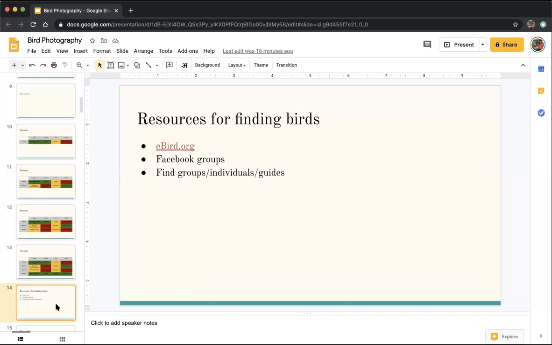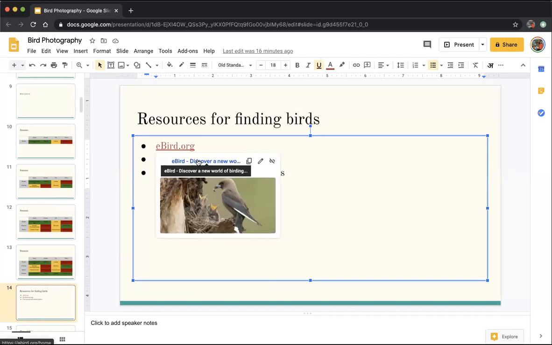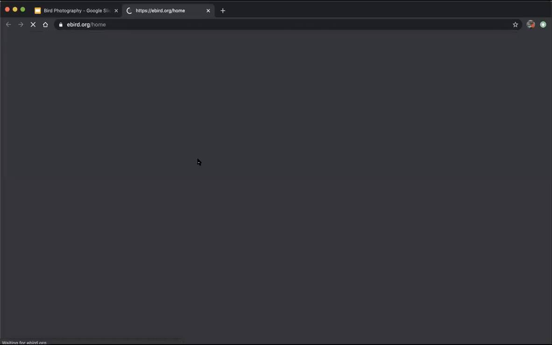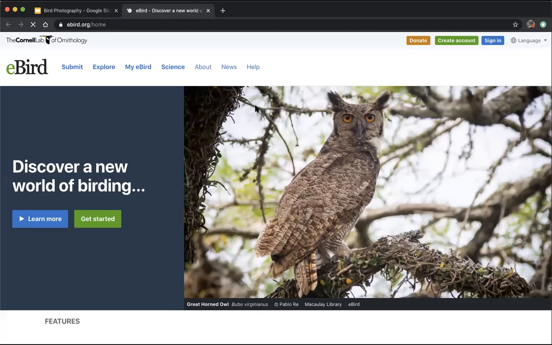So, resources for finding birds. Are folks familiar with ebird.org? Some of us are. I am familiar. I think some more might be. Okay, I'll be curious what happens. Can people see the screen when I click through it? Can you see it? Yeah. Okay.